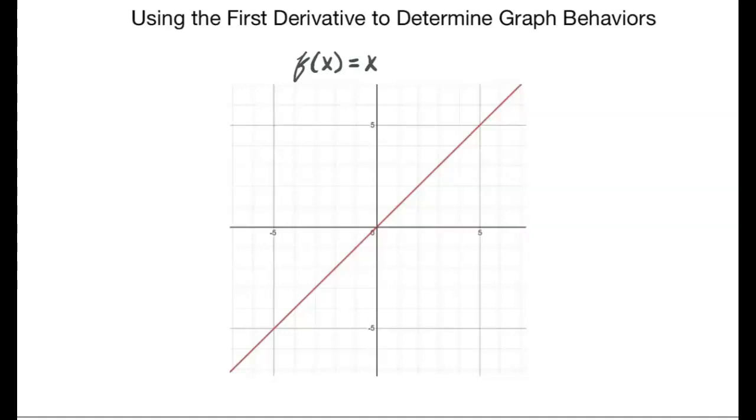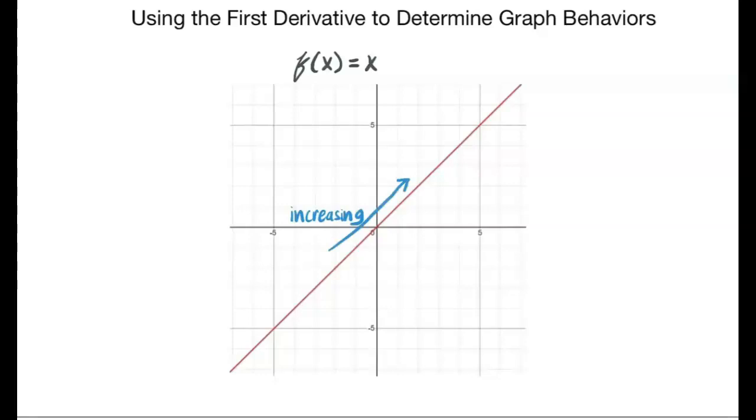Let's start by looking at the graph of f of x equals x. Looking at the graph of f of x equals x from the negative to the positive direction, would you say that it is increasing or decreasing? I think that the graph is increasing because the y values increase as the x values increase.